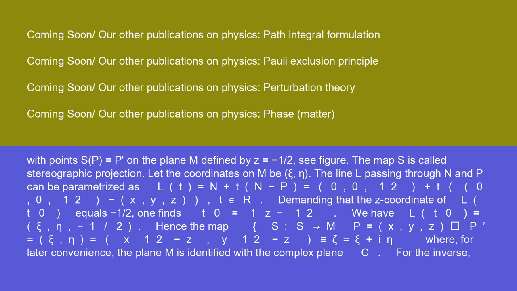The line L passing through N and P can be parametrized as L(t) = N + t(N − P) = (0, 0, 1/2) + t((0, 0, 1/2) − (x, y, z)).